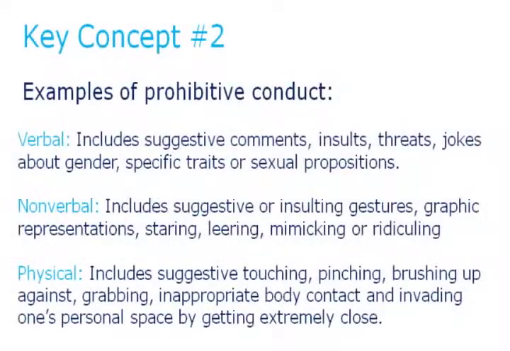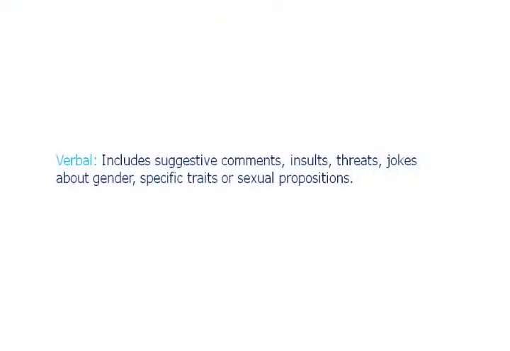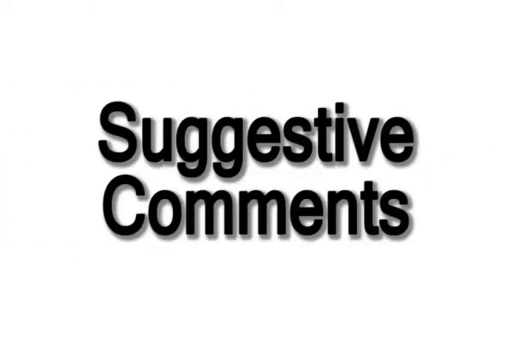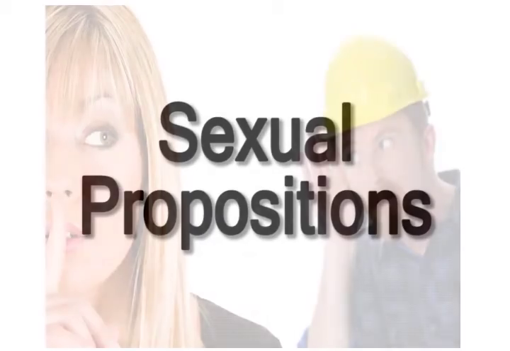Key concept number 2, examples of prohibited conduct. When harassment occurs, it generally occurs one of 4 ways: verbal, nonverbal, physical, or written. An example of verbal sexual harassment would include suggestive comments, insults, threats, jokes about gender, specific traits, or sexual propositions.